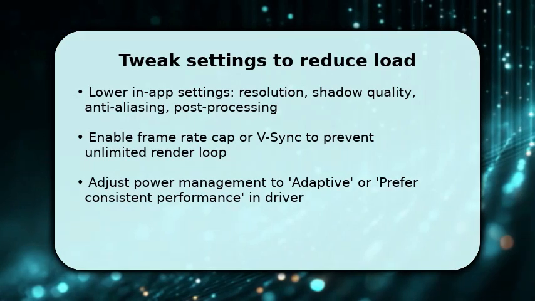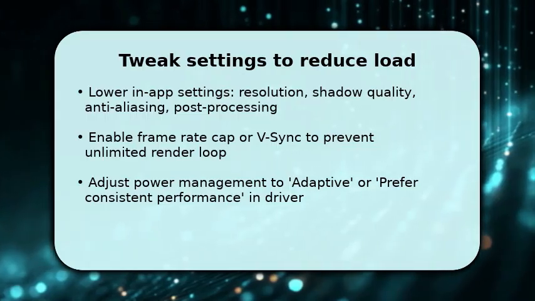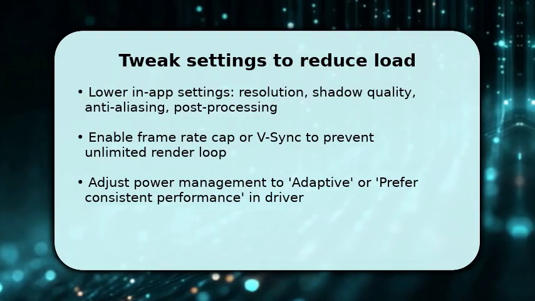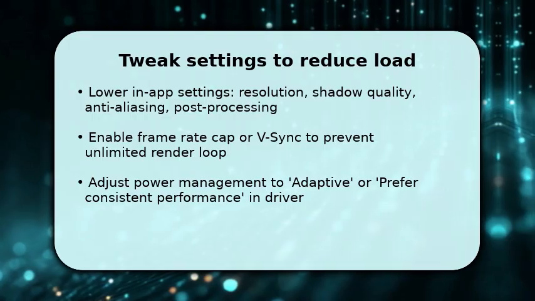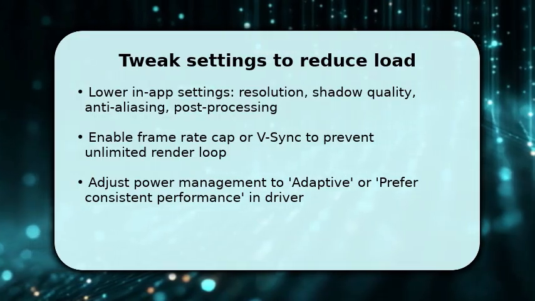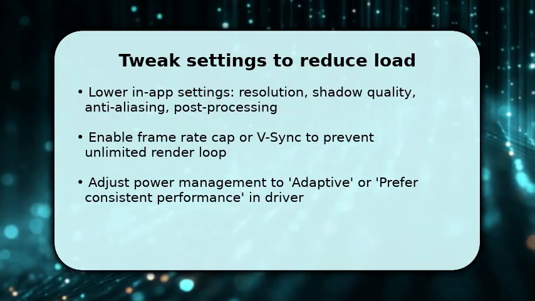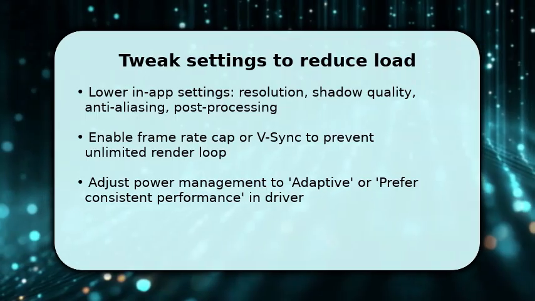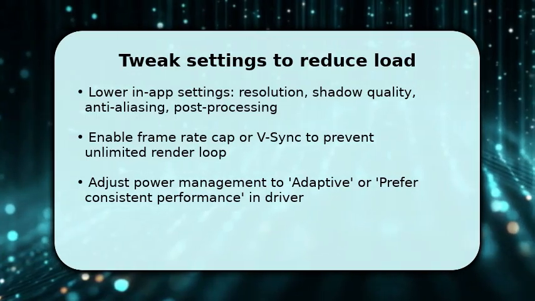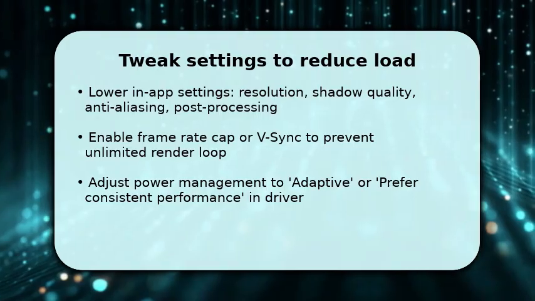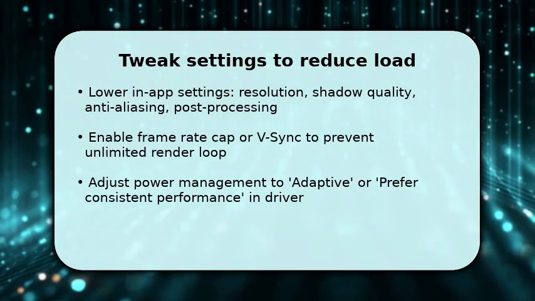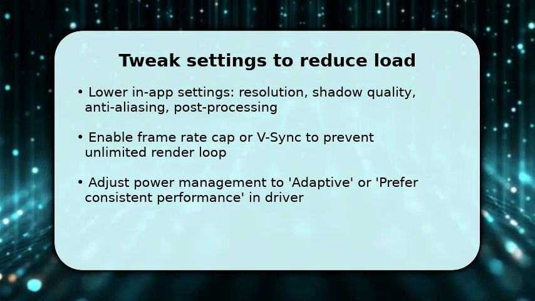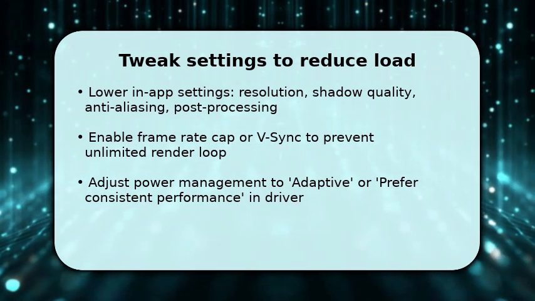Next, you change rendering behavior to reduce constant 100% load. In the app or game, drop resolution one step and cut shadows and post-processing. These are GPU-intensive. Then enable a frame rate cap or VSync so the GPU stops rendering extra frames it doesn't need. Open your GPU control panel and set power management to balance performance and efficiency or prefer consistent performance. This reduces erratic peak usage. Once done, test a short session to measure the drop and fine-tune.